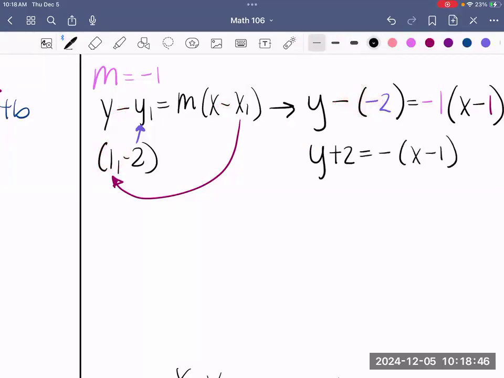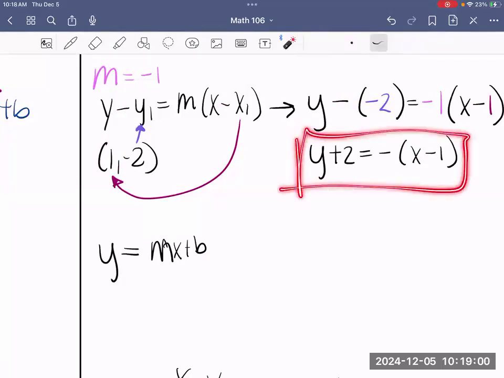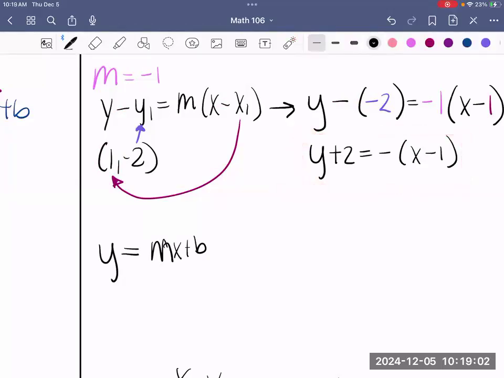Now we can't leave it in this form. We need to get it back into the form y equals mx plus b. That's what I'll be asking you on your test. So what's the first thing that logically you would want to do here? Well, it's up for debate. You could subtract the 2 over, or you could distribute. It doesn't matter at this point. Let's go ahead and distribute.